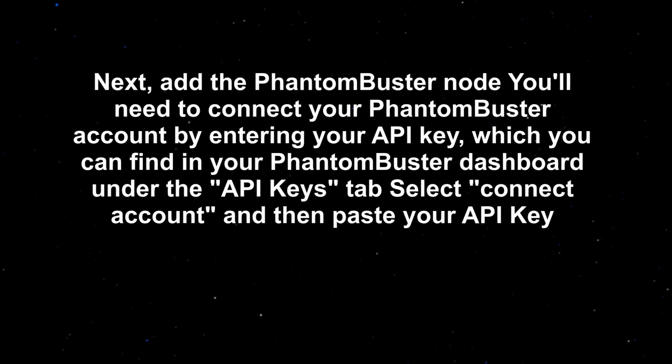First, let's set up a simple workflow in N8n. You'll need a trigger. This could be a schedule, a webhook, or any other event that kicks off your automation. Next, add the PhantomBuster node, and you'll need to connect your PhantomBuster account by entering your API key, which you can find in your PhantomBuster dashboard. Under the API Keys tab, select Connect Account, and then paste your API key.